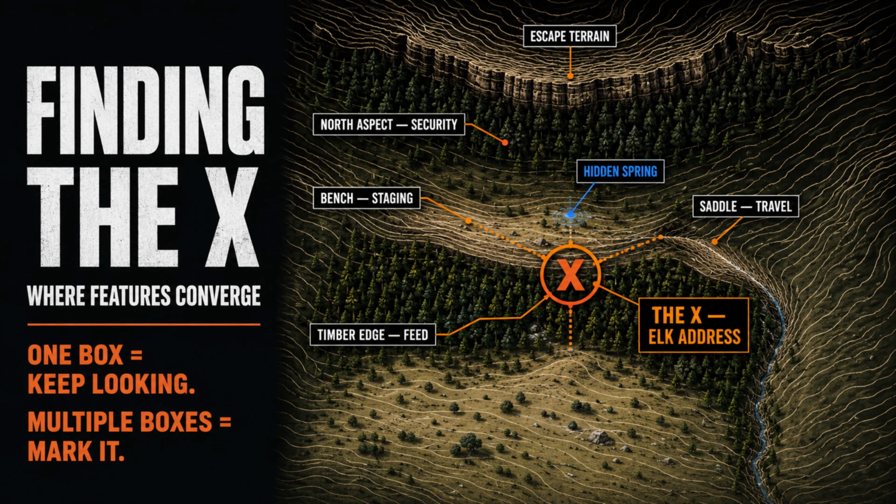Now, every feature I've covered, security terrain, aspect, saddles, benches, drainages, timber edges, water, elevation bands, they don't work in isolation. The highest probability elk locations are where multiple features all stack on top of each other. A north-facing bench adjacent to a saddle with a seep running out of it, sitting at the edge of dark timber before it opens up into a park, backed by some nasty-looking country, that's not just a good elk location. That's an elk address. That's a place with sign every time you walk in.